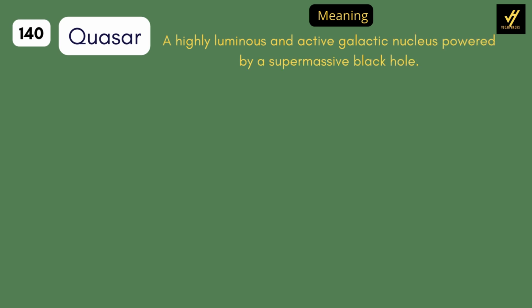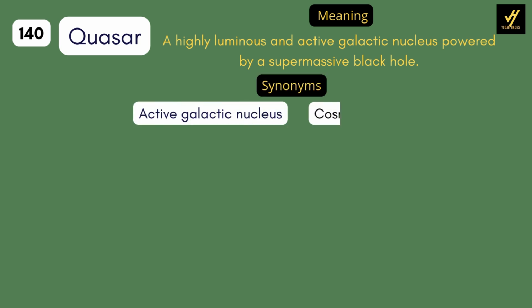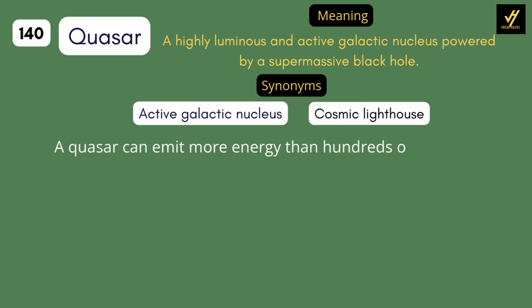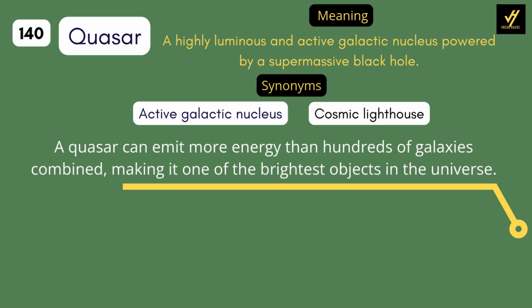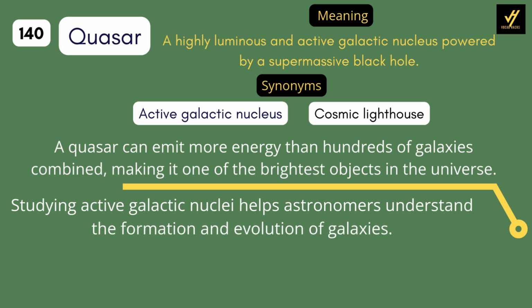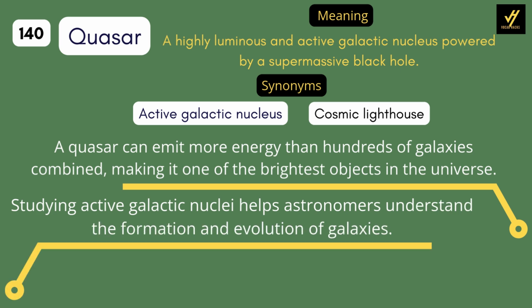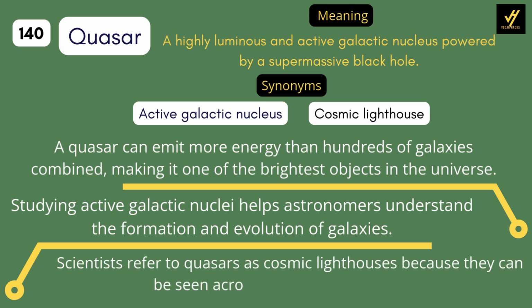Quasar, a highly luminous and active galactic nucleus powered by a supermassive black hole. Active galactic nucleus, cosmic lighthouse. A quasar can emit more energy than hundreds of galaxies combined, making it one of the brightest objects in the universe. Studying active galactic nuclei helps astronomers understand the formation and evolution of galaxies. Scientists refer to quasars as cosmic lighthouses because they can be seen across vast distances in space.